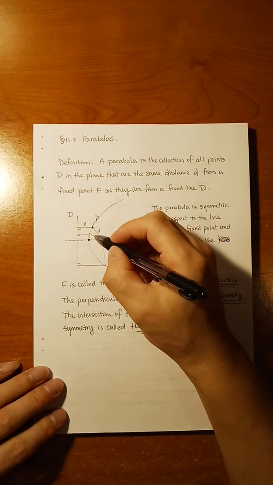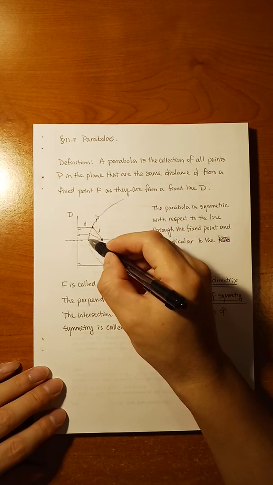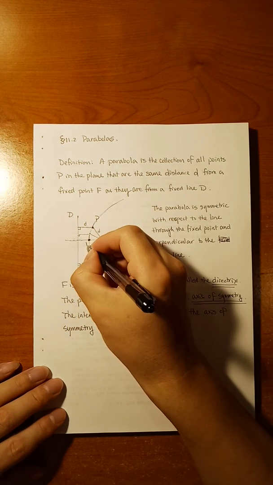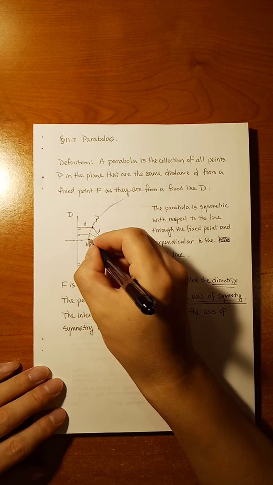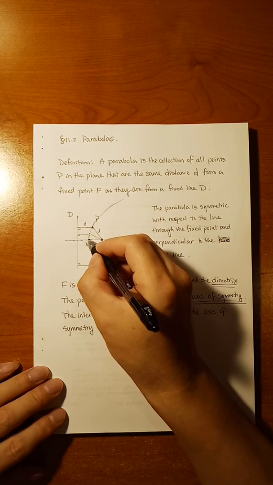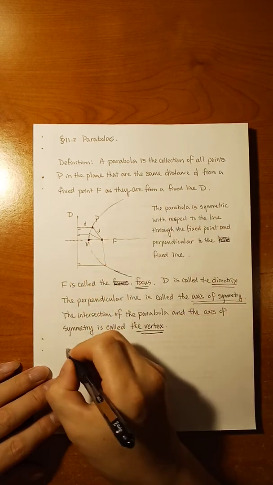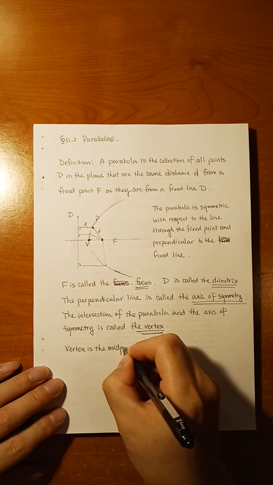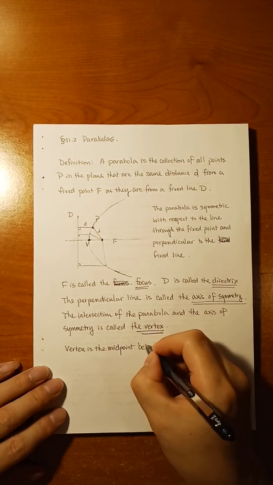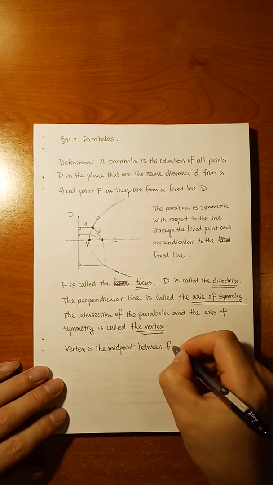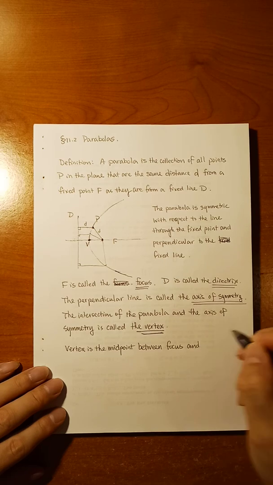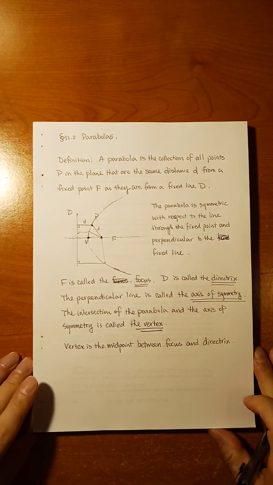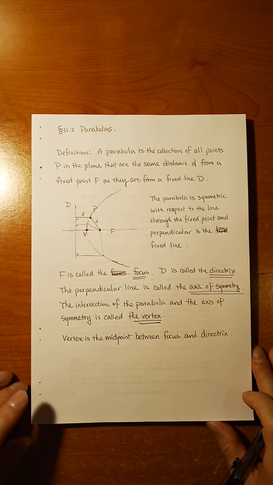Okay, and also you see that the vertex is also on the parabola. So the distance between vertex V and F is equal to the distance from the vertex to the directrix. So actually this is the midpoint. The vertex is a midpoint between the focus and the directrix. Okay?